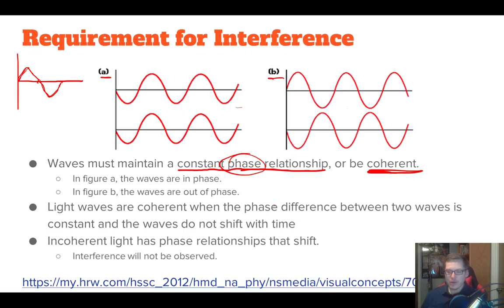We create coherent waves in several different ways. An easy way to do this is with a laser pointer. Laser pointers emit light at a specific wavelength, and they are automatically coherent. Most light waves, like the light coming out of my ceiling light right now, are incoherent. They're all out of phase with one another.